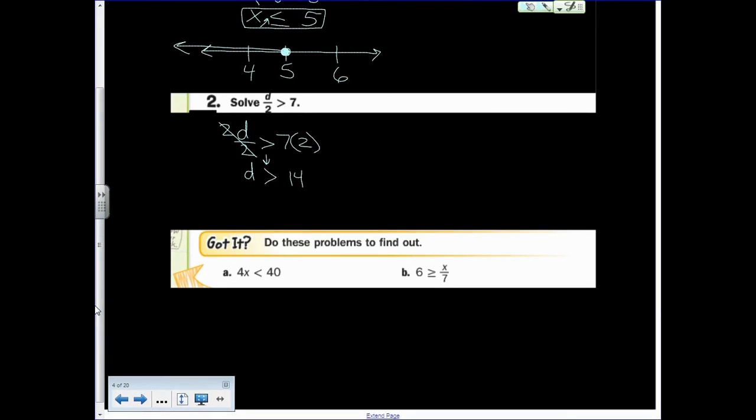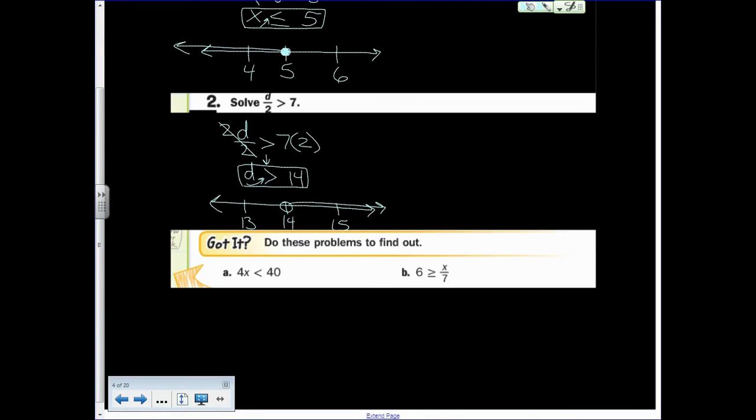Now, we need to graph that, so I'm going to draw a graph. And again, 3 numbers with 14, the solution we came up with, in the middle, one number higher, 15 to the right, and one number lower, 13 to the left. Now, because there is not an equal bar on this sign, we're going to use an open circle on 14 because it is not equal. And since d is large, and the large numbers are to the right, we're going to have our arrow going to the right.